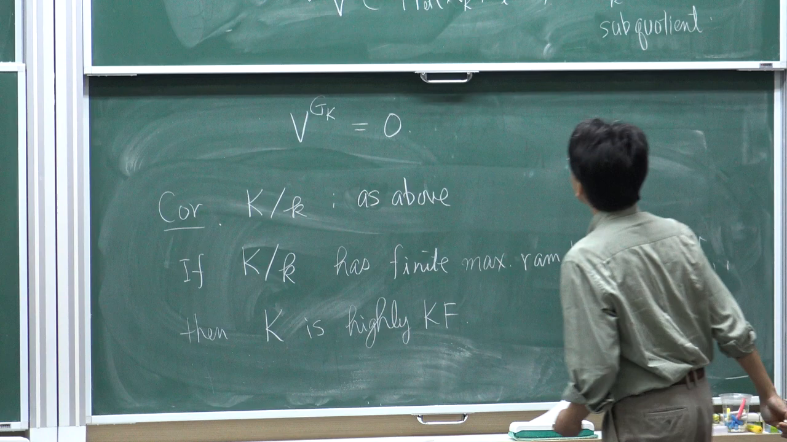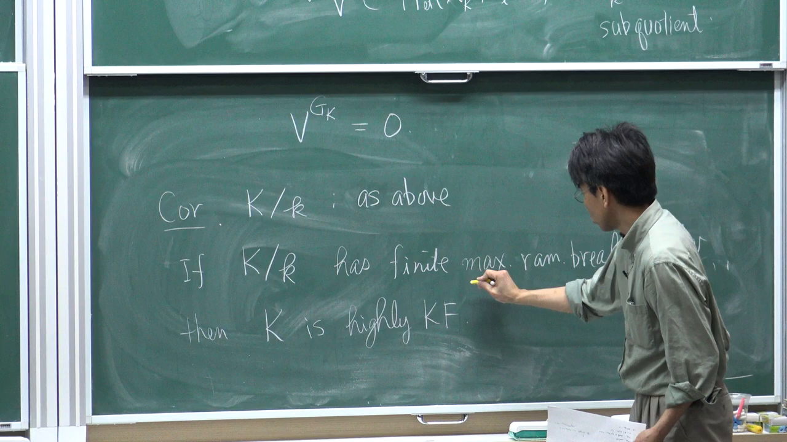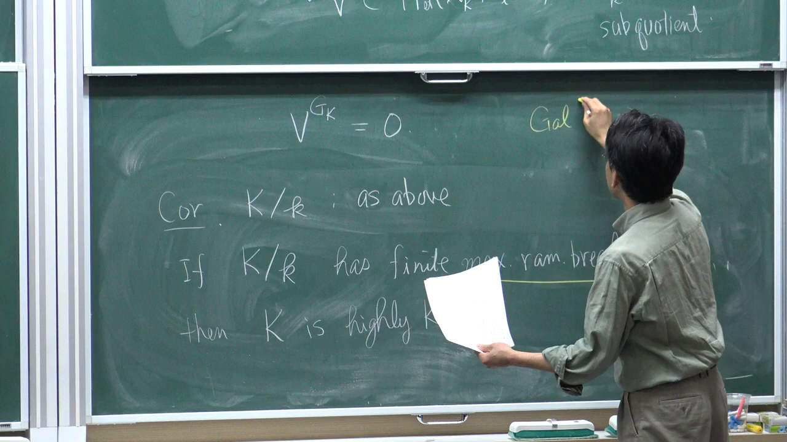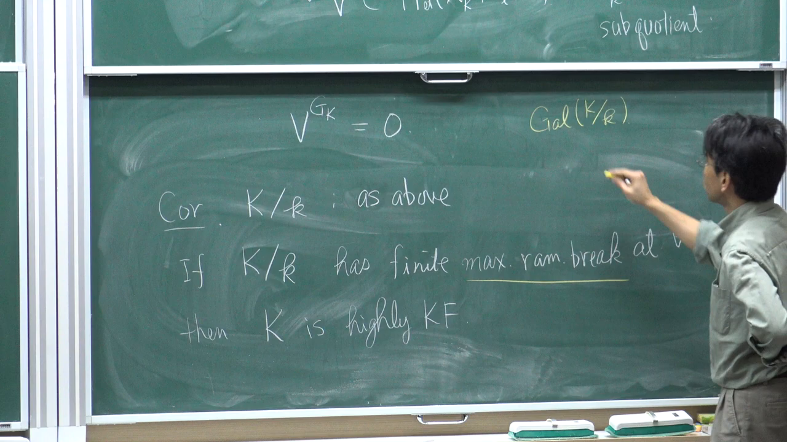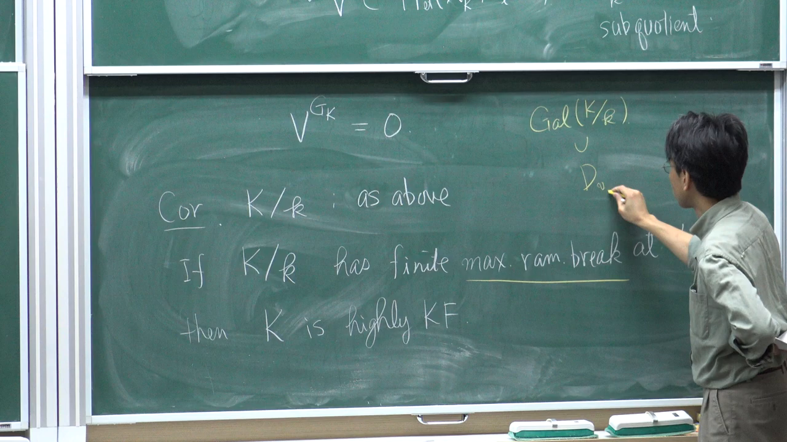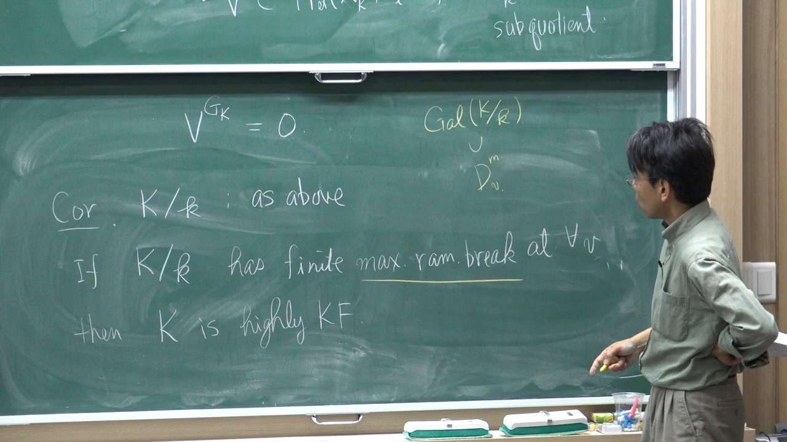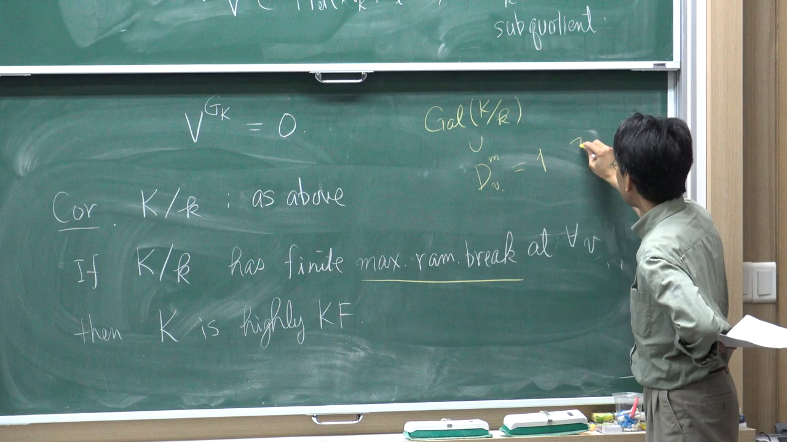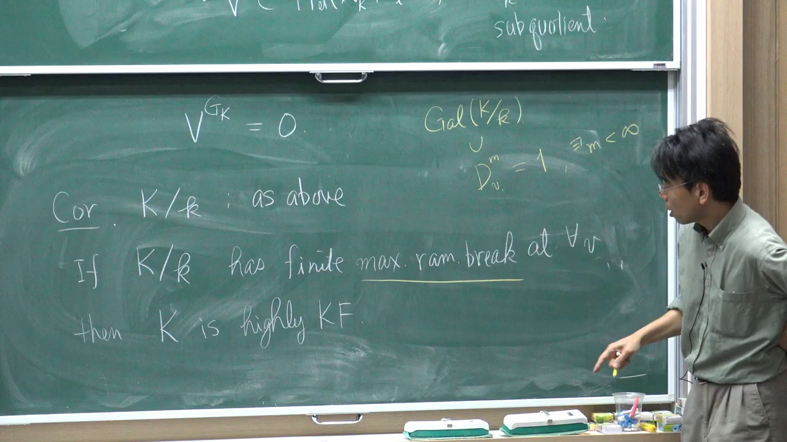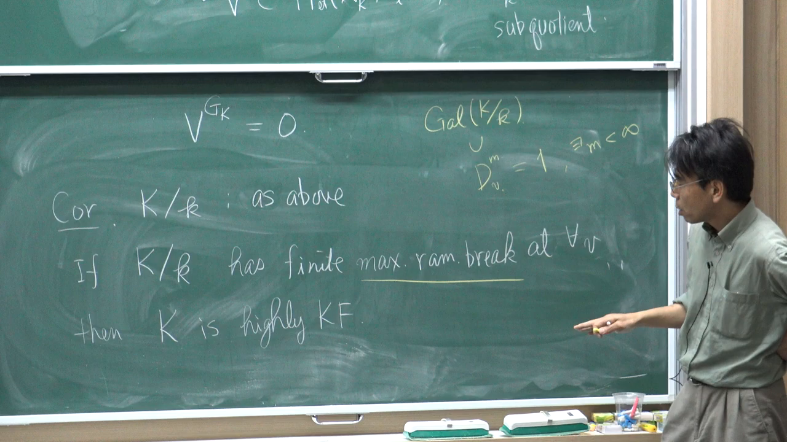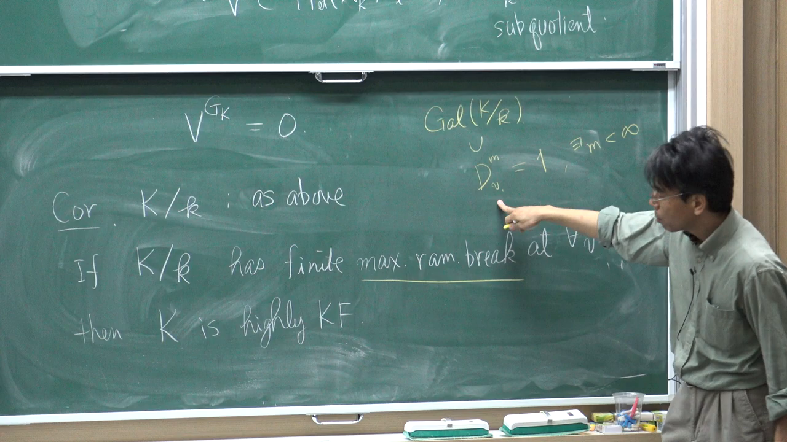By the way, maybe I should remind you of this condition, maximal ramification break. So this is a Galois extension. For each finite place, there is a decomposition group, and this has an upper ramification filtration, and if this vanishes for finite m, the largest number m is called the maximum ramification break. It can be infinite, but the assumption is that for any finite place v, this vanishes with a finite m.